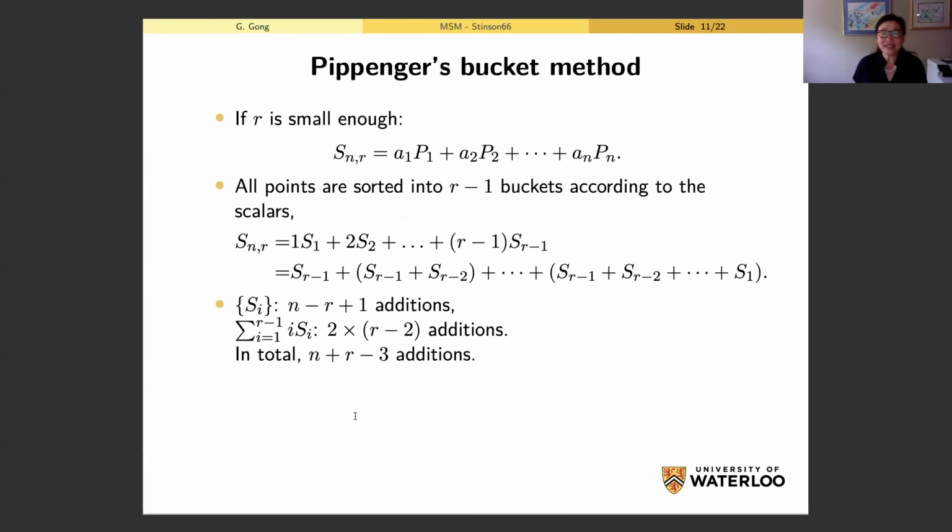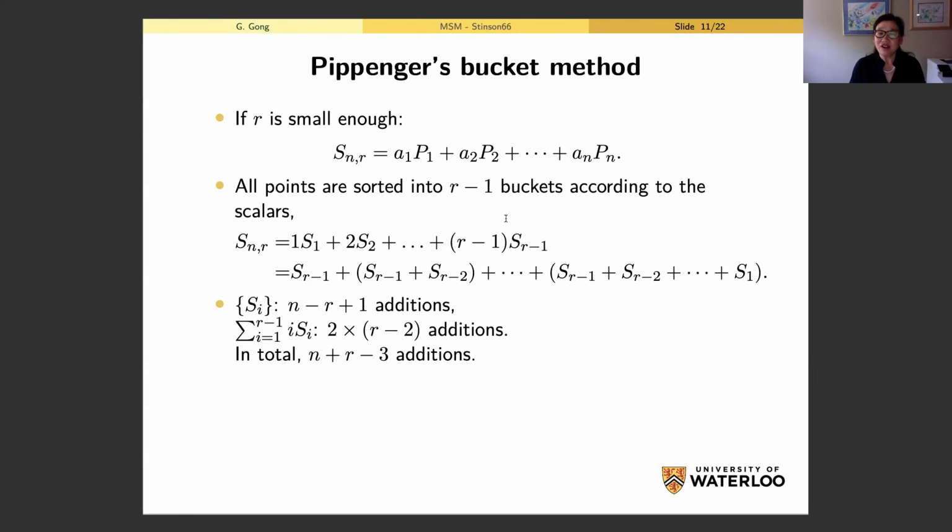This is the case if R, the order of the elliptic curve, is small, because the scalars a_i are bounded by R. All of the points can be sorted into R minus 1 buckets according to the scalars, where a scalar is from 1 up to R minus 1. We can compute all bucket values with n minus R plus 1 additions, and the accumulation takes 2 times R minus 2 additions. That is the total number of additions needed to compute this multi-scalar multiplication.